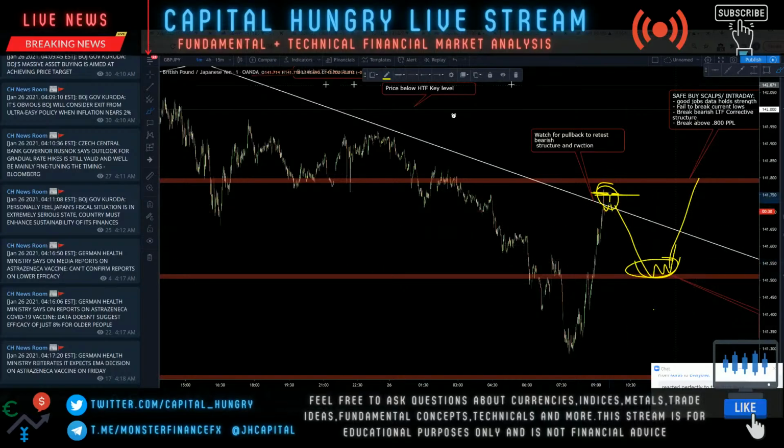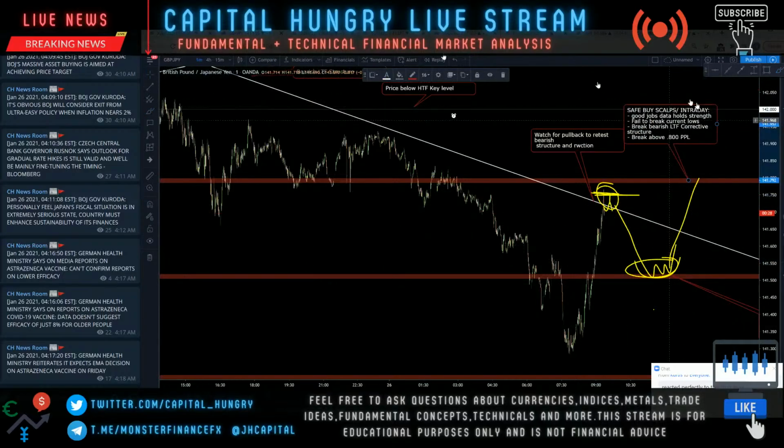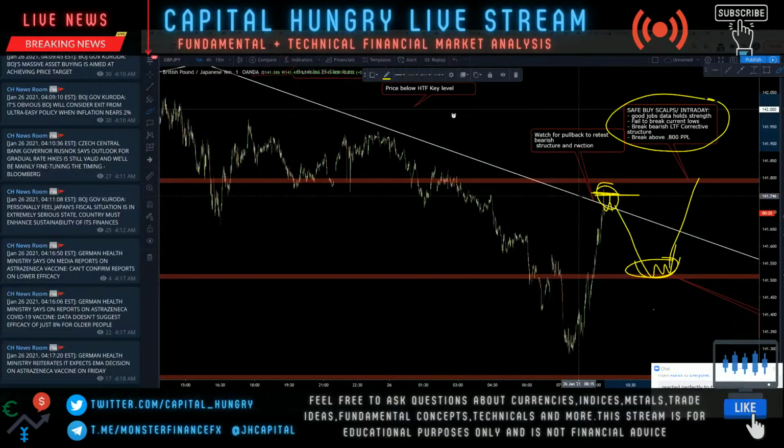But the safer buys would still be the sequence of events of getting more buyers in the market or a consolidation phase and then coming above 0.800, because that would show us that the lower time frame corrective and pullback structure is coming to an end, right? It would show us that buyers are in the market and there's more buyer order flow and momentum.